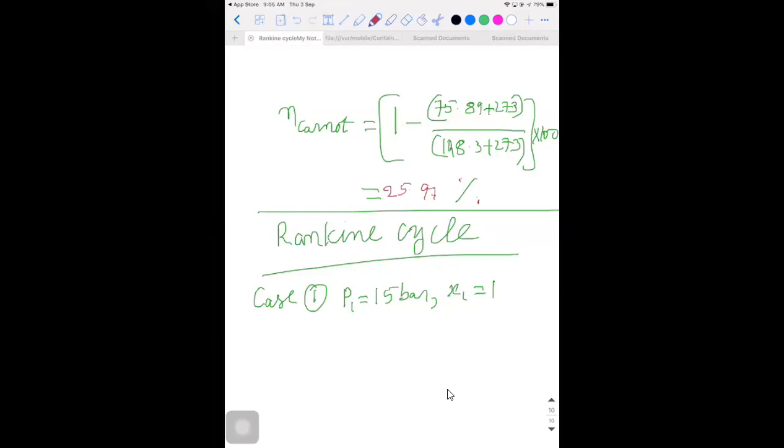Sir, you do recalculation and tell me what is the exact value of the Carnot cycle efficiency, and present your value through chat.